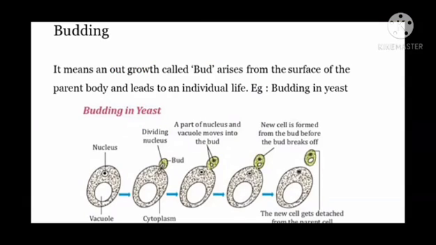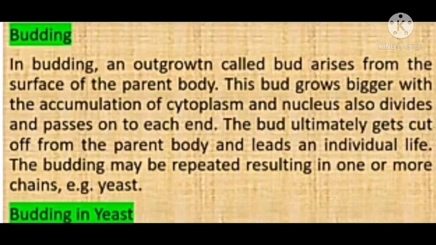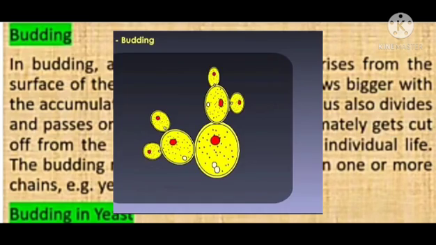Budding means an outgrowth called a bud arises from the surface of the parent body and leads to an individual life. Budding is commonly observed in yeast. Let's see how the process of budding takes place in yeast. In budding, an outgrowth called a bud arises from the surface of the parent body. This bud grows bigger with the accumulation of cytoplasm.